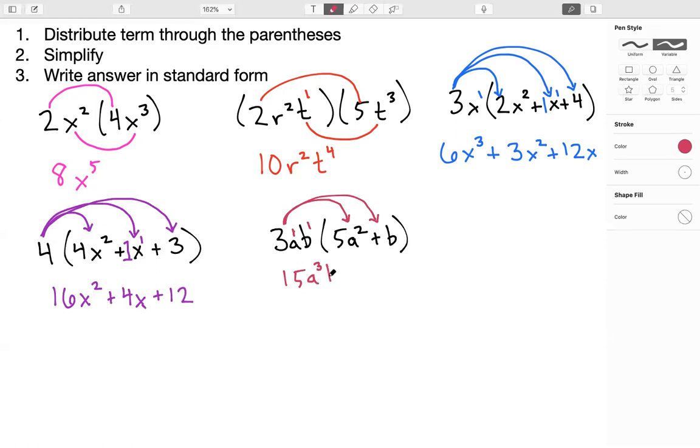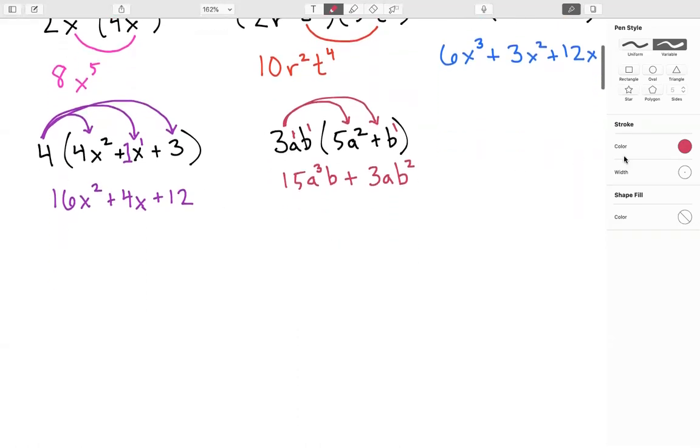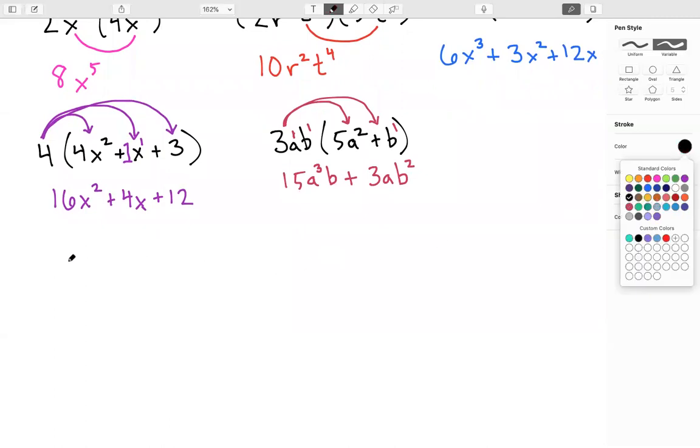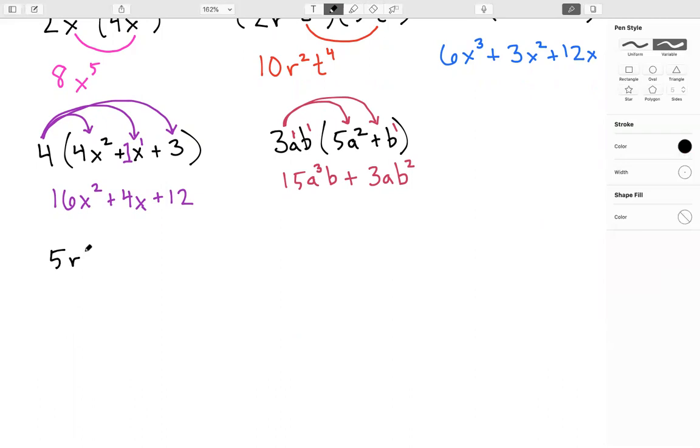B stays there. Now we have to multiply the 3ab times the b. 3a stays there. This sign comes down. And then b to the first times b to the first is b to the second power. And we're done with that one. Let's just do one more. 5r squared s squared times r minus 3s.